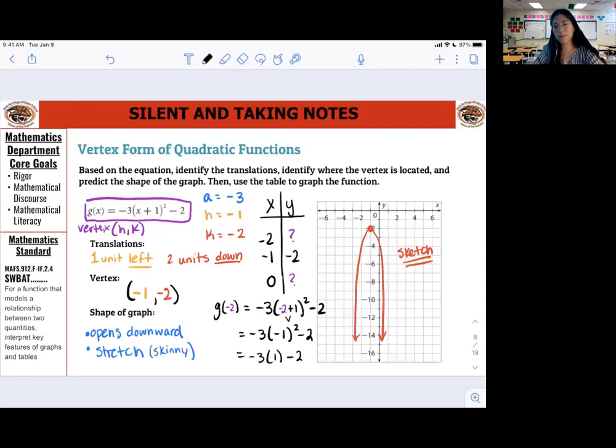-3 times 1. -3 times 1, -3. And -3 minus 2, -5. Oh, that's a weird coincidence. I also got -5 on this example. Questions on when I plugged it in and all those steps that I just took?